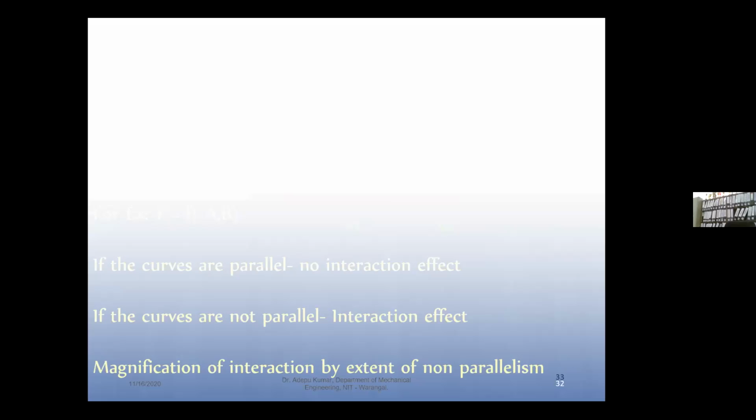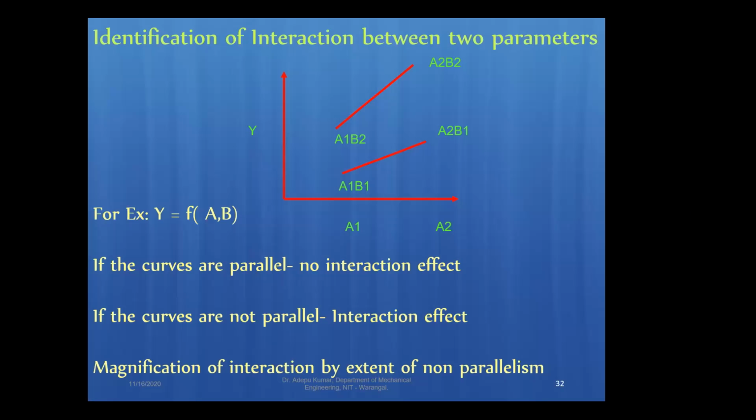Once you know the interaction between A and B, you should know the interaction between other parameters. Before selecting an orthogonal array, you should know how many parameters are involved and how many interactions are involved. Based on that, you should select an orthogonal array.